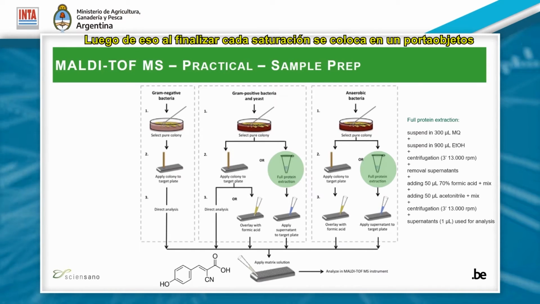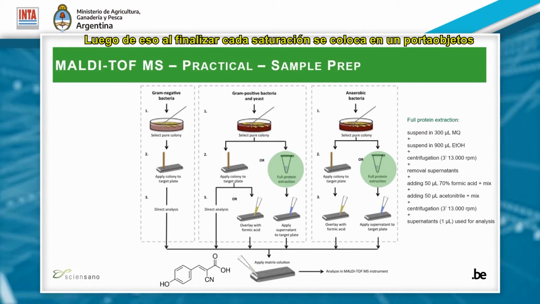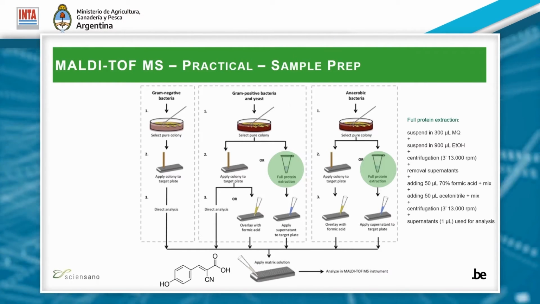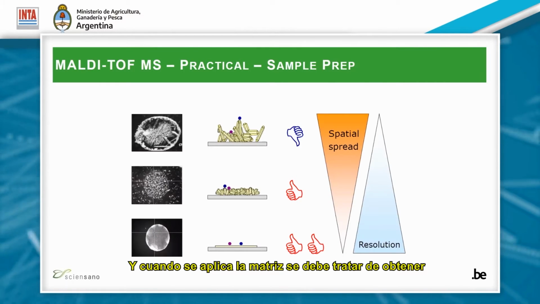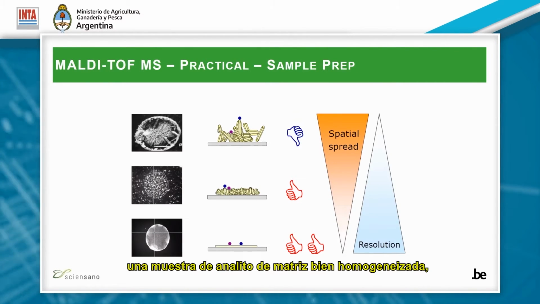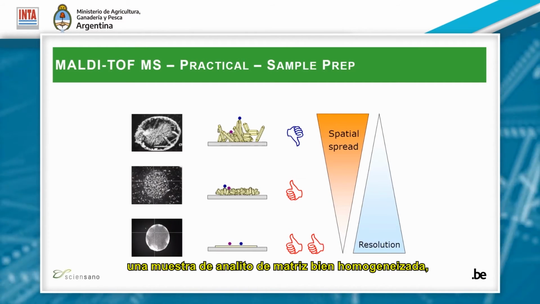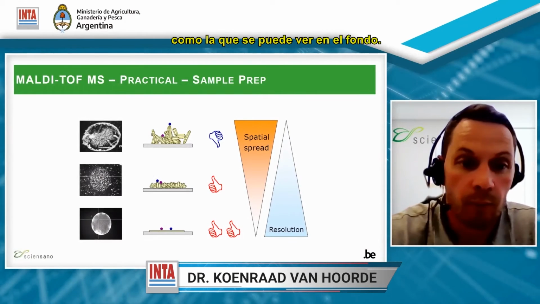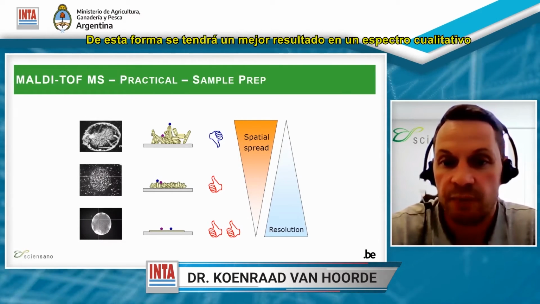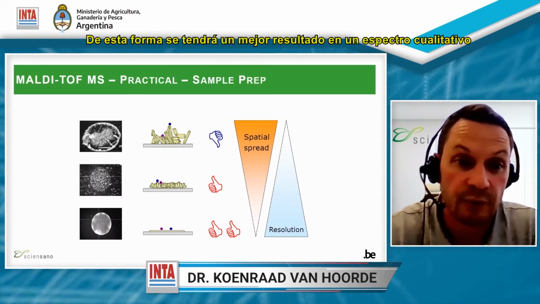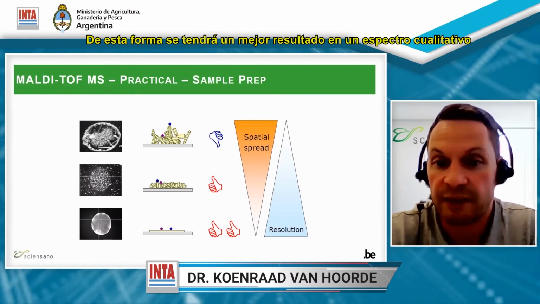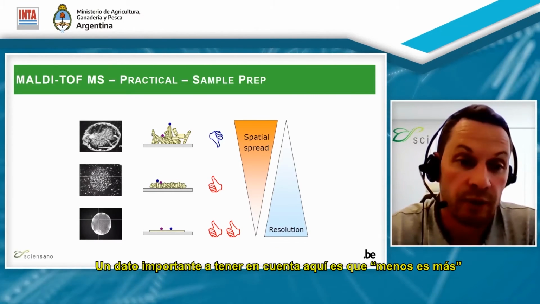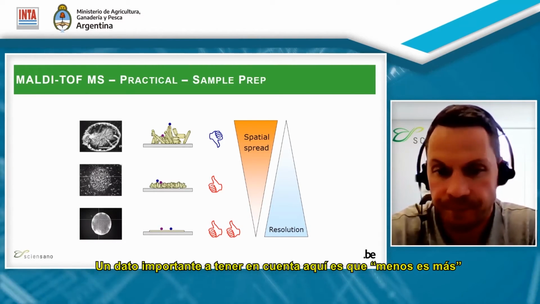Now, in each situation, at the end, sample material is applied on a target plate and the matrix is added. When applying the matrix, you should try to obtain a nice homogenized analyte matrix sample, like is shown more at the bottom here. This way, you have a bigger success on a qualitative spectrum, and you should try to obtain a thin layer. Important here is: less is more.